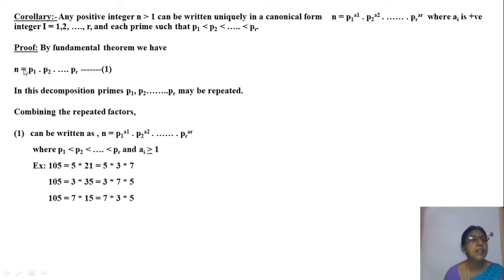It can be written as 2 into 24, 2 a prime number, into 24. Again 24 is 2 into 12, so 2 is a repeated prime number here. It can be written as 2 into 2, that is 2 square. So here in these primes some may be repeated.